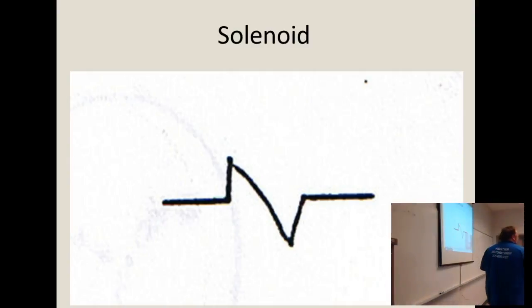Now, some, like in your textbook, and some of the older stuff, they use this to show a coil. Kind of like a little heartbeat. We prefer to use this and call it a solenoid. A solenoid is the same thing as a coil, really. Take a bunch of wire, wrap it around an iron core, and it creates a magnetic field. And you're going to say, well, why are you using a different name?